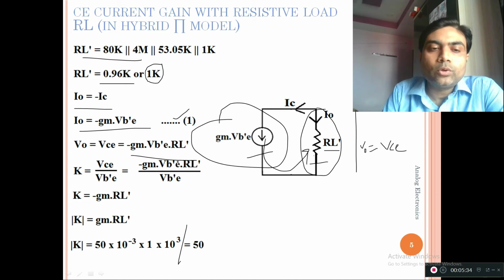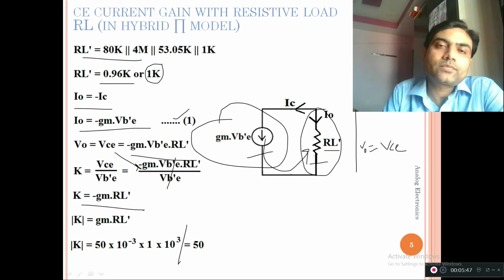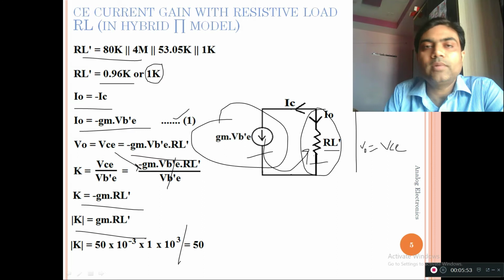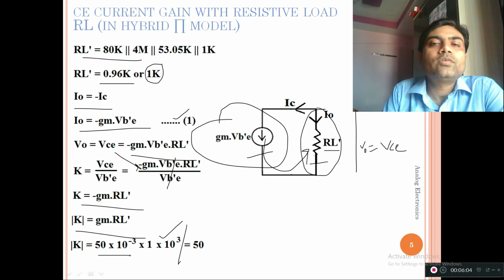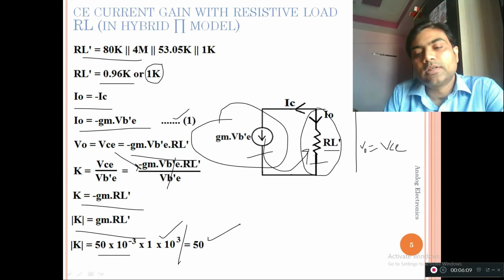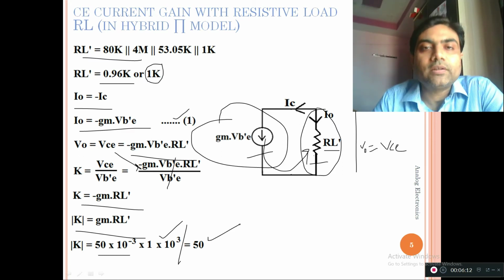We also know what K is. K is VCE upon VB dash E. So what is VCE? VCE we have calculated like this: VB dash E, VB dash E cancel out, and K becomes minus GM into RL dash. So ultimately, if I want to calculate the value of K, I can just multiply GM into RL dash and get the value. This is the value of RL dash. RL dash is nothing but 1 kilo ohms, and GM we know the standard value is nothing but 50 into 10 to the power minus 3. So ultimately it comes out to be 50. So the value of K is nothing but 50.